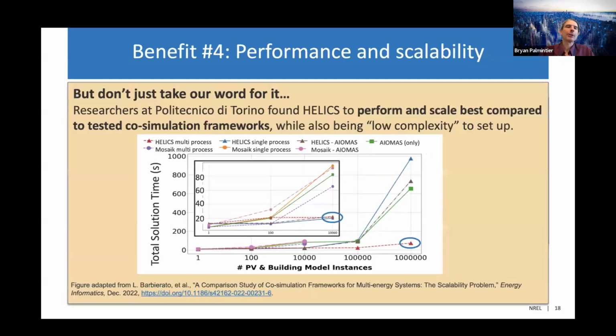When we talk about performance, don't just take our word for it. Some non-affiliated researchers in Europe did some comparisons among a number of different co-simulation tools and found that the solution time here on the y-axis scaled by far the best with Helix when you're taking advantage of the multi-process capabilities there. You see, some of the others couldn't even get to some of the larger scale problems in any reasonable level of simulation time.